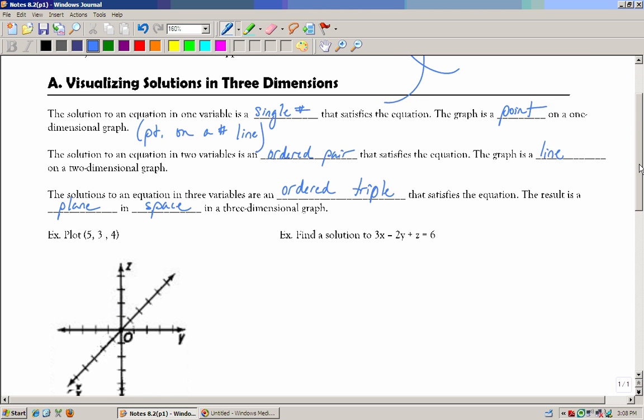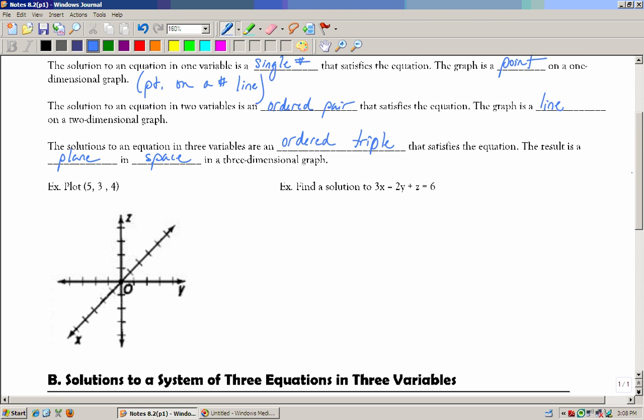So the first thing here is we're going to plot the point (5, 3, 4). That's in the same order as your x and y, but there's a third variable, z. The x-axis is the one coming out straight toward you. The y is horizontal, and then the z is up in the air to make it a three-dimensional graph. So first you do the 5 coming out towards you. You can actually draw a box to create this picture.